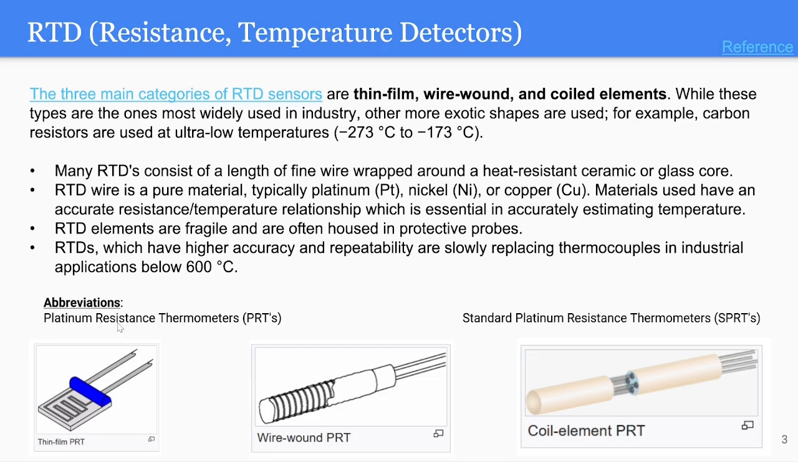PRT, as I said, platinum resistance thermometers. So platinum is a material, and R for resistance, thermometer.